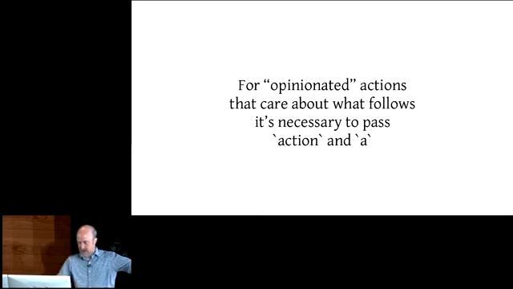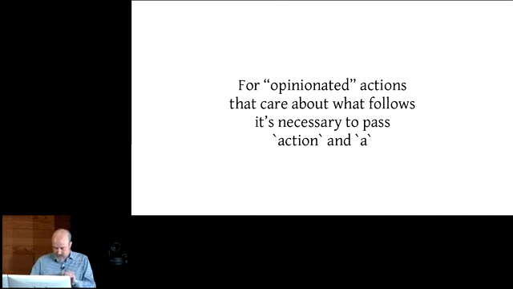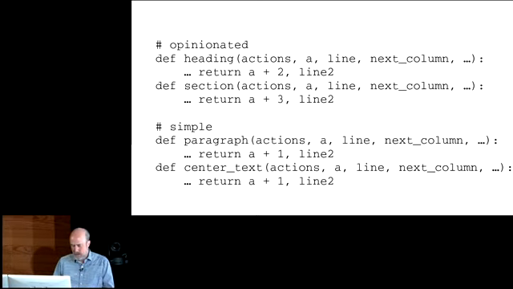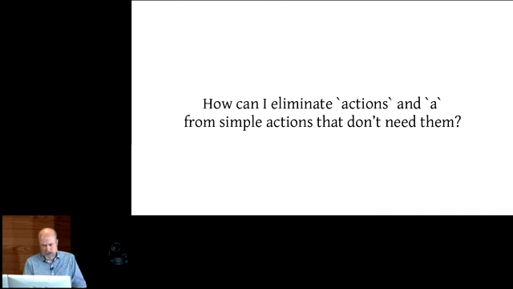For opinionated actions, like headings that care about what follows, it's necessary to pass actions in A so that they can get to the next thing. But simple actions that just lay themselves out and don't care about what comes next ignore them. And so the simple actions at the bottom are receiving parameters they don't really need. How can I eliminate actions in A from simple actions that don't need them?